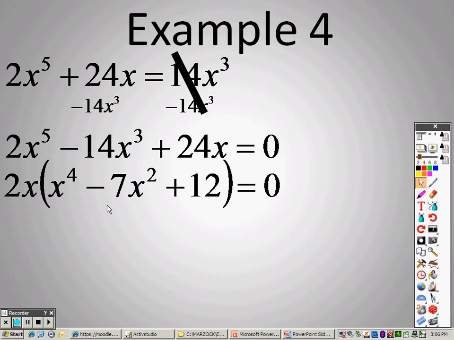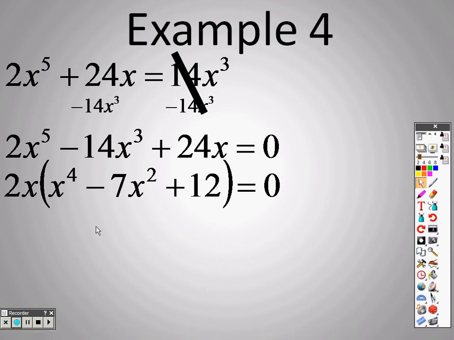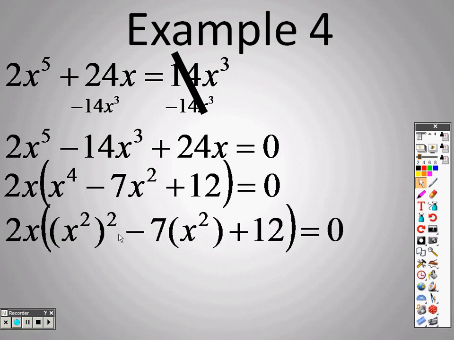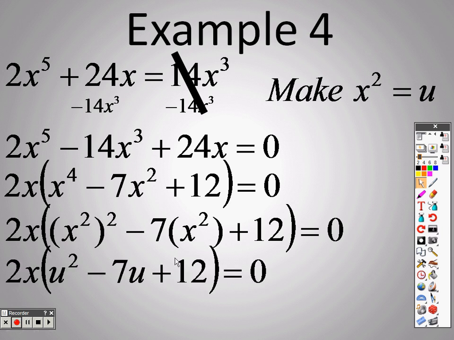Because I have this x to the fourth, I have an inkling that if I rewrote it as x squared squared, like we did the last problem, I can put a u back into the problem everywhere where I see an x squared. So I put a u in there and there. So I want to try to factor that.